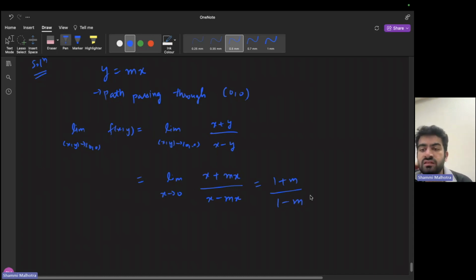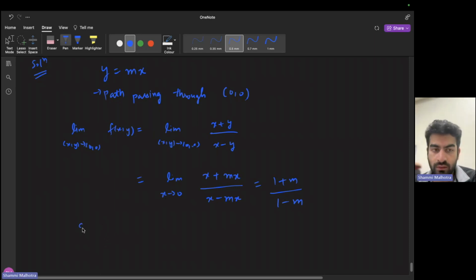And if you see, this is not independent of m. So if I take m to be half, or 1, or 2, the limit turns out to be different. But we know that a limit, if it exists, has to be unique, and that's not happening here. This implies that the limit does not exist in this case.